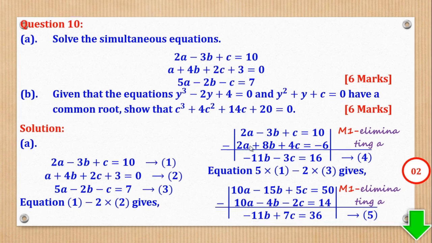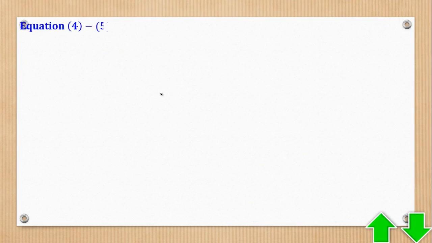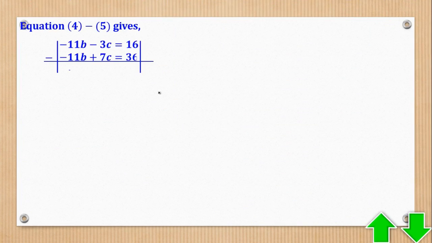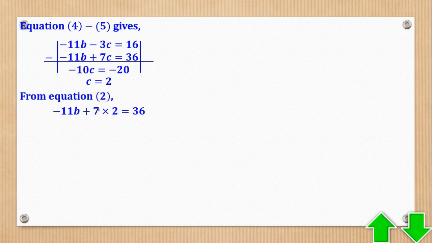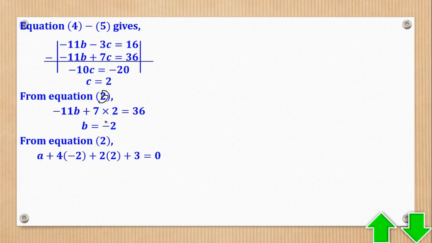There are 2 marks here, meaning that I can subtract the 2 to eliminate b and get the value of c. Having got the value of c, I can either use equation 4 or equation 5 to get the value of b. So what I've used is equation 5. So b will be equal to negative 2. Then from equation 2, I can get the value of a. And that's what they wanted in part A.